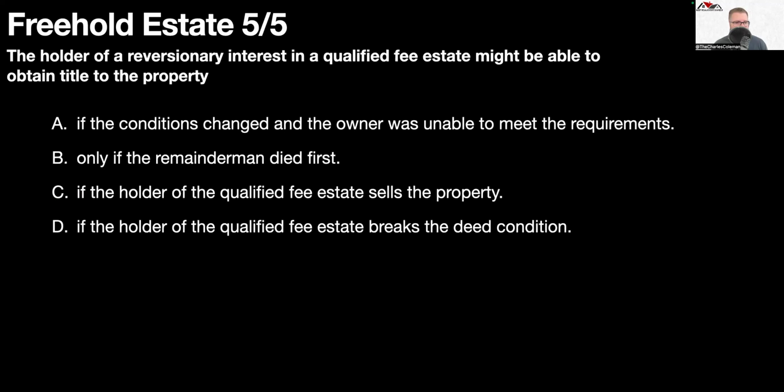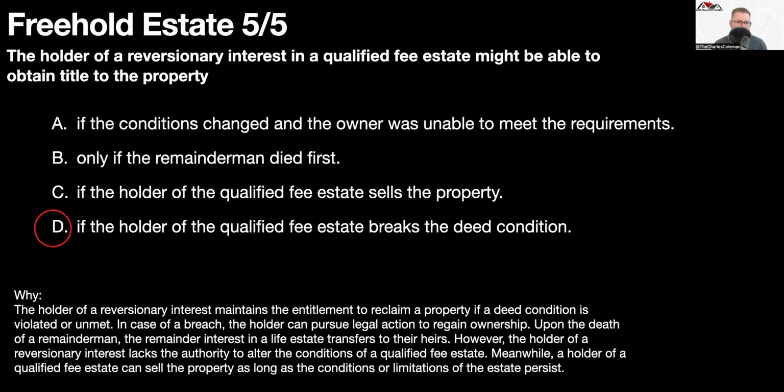And question number 5: the holder of a reversionary interest in a qualified fee estate might be able to obtain title to the property if the holder of the qualified fee estate breaks the deed condition. The holder of reversionary interest maintains the entitlement to reclaim a property if a deed condition is violated or unmet. In cases of breach, the holder can pursue legal action to regain ownership.